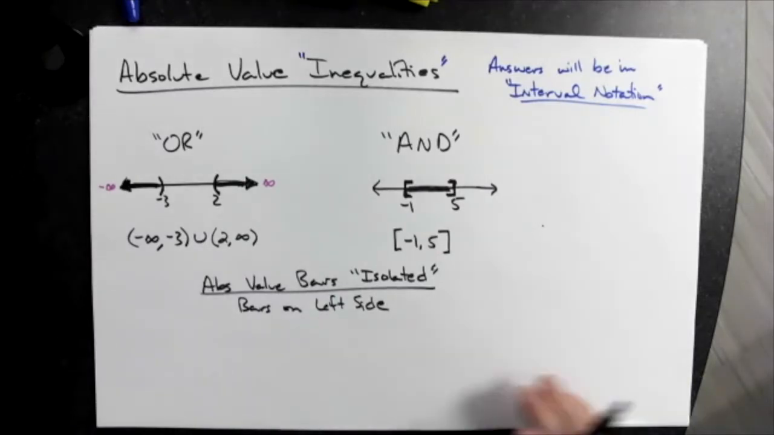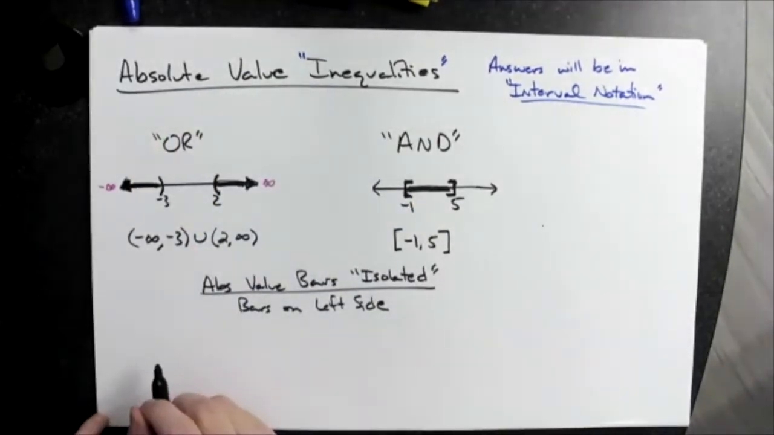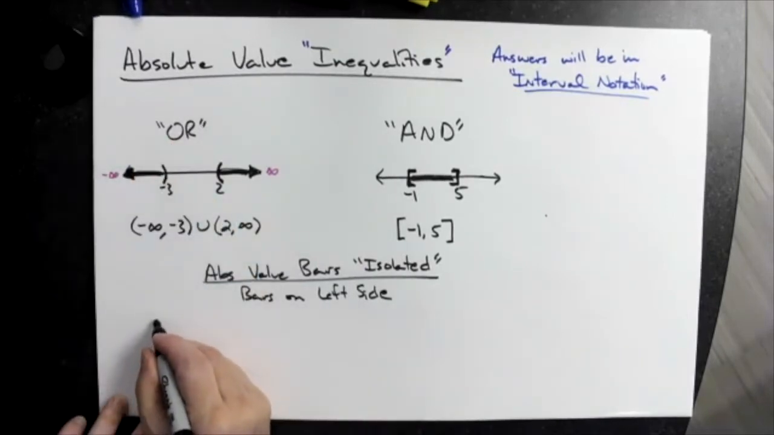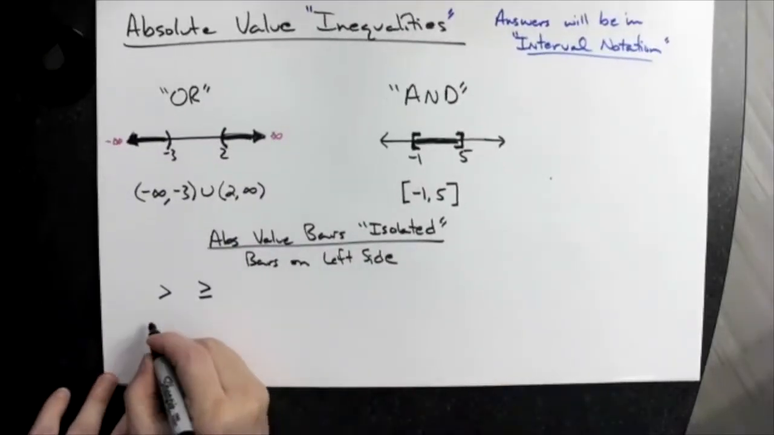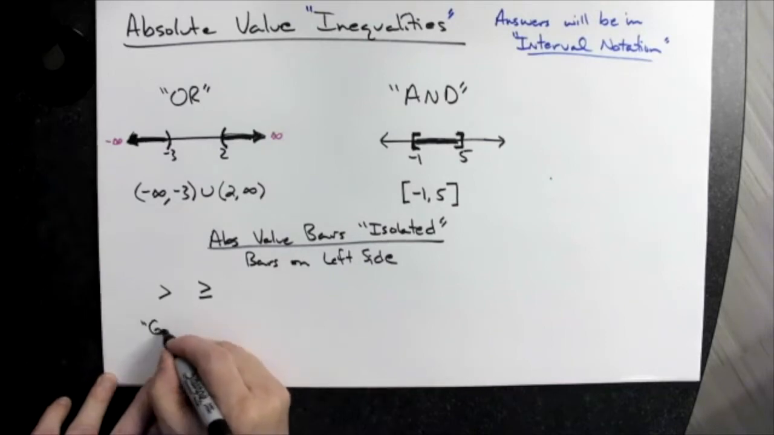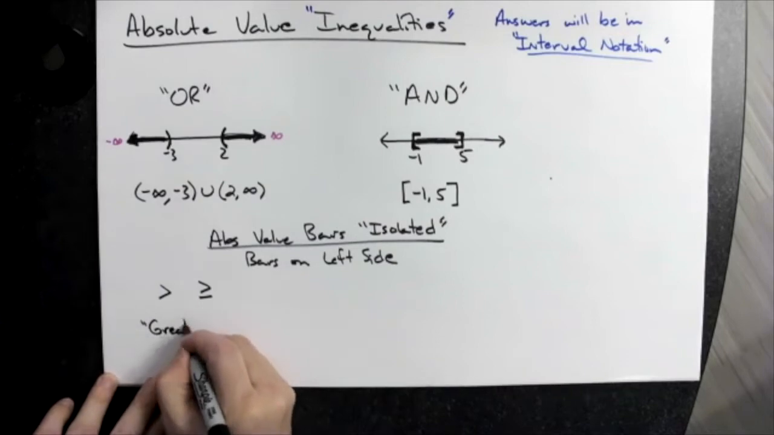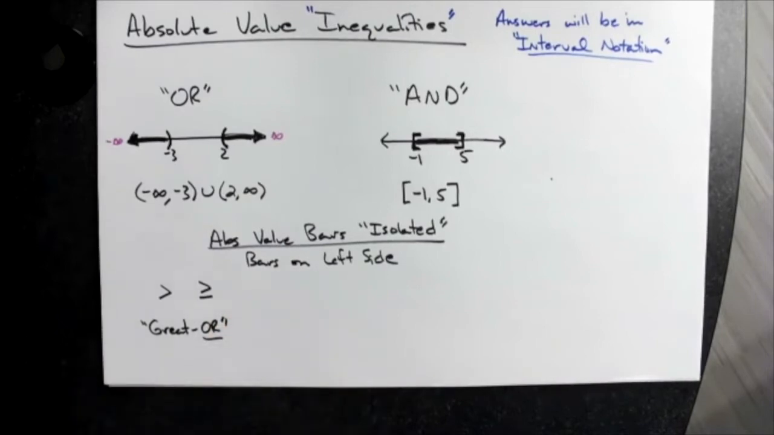So I'm going to continue to line this up with ors over here and ands over here. Ors are when you have greater than or greater than or equal to. Now, the way I remember that is I say the word greater, because these are greater than signs, right? Greater than or equal to, greater. If I emphasize the or part in the word greater, that helps me remember that if it's a greater than or equal to, it's got to be an or problem.